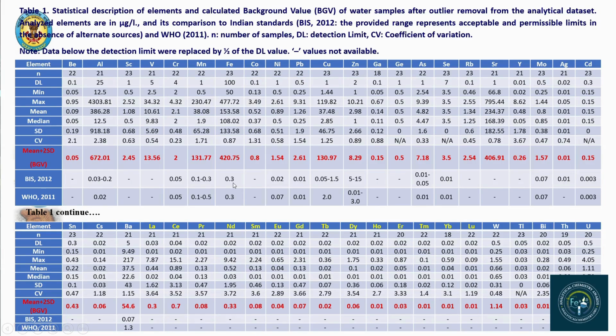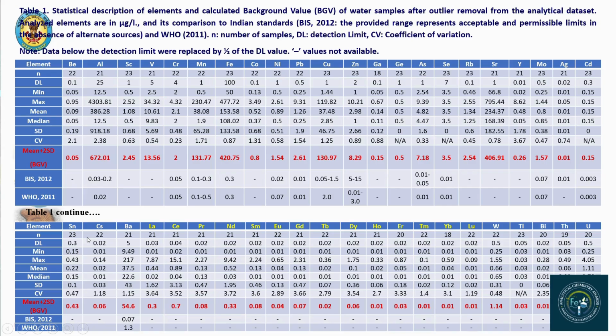It's the more and more higher values. It's the 0.3 we can see here, and the other elements we are getting are within the permissible limit of the BIS and WHO.